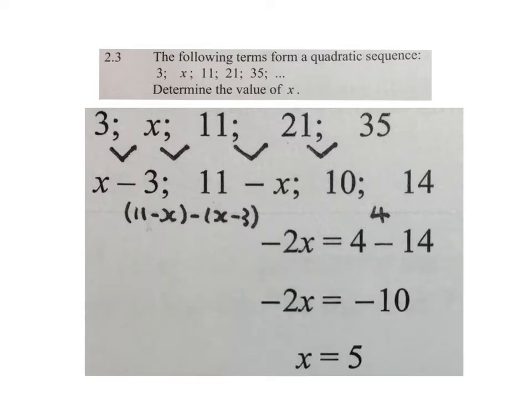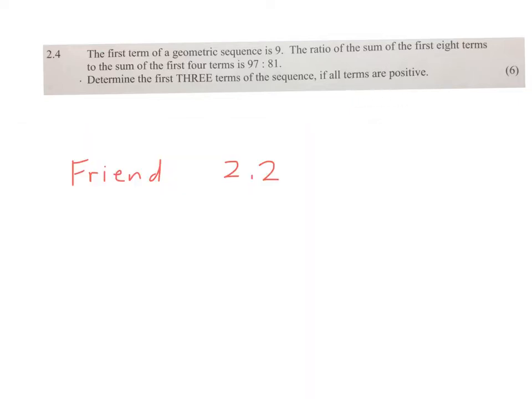Please stop the video. The next question reads, the first term of a geometric sequence is 9. The ratio of the sum of the first 8 terms to the sum of the first 4 terms is 97 to 81. Determine the first 3 terms of the sequence if all terms are positive. It is a friend of question 2.2, and we made a separate video for this one. You can just type on YouTube, Math P1 question 2.4, and you'll find it.